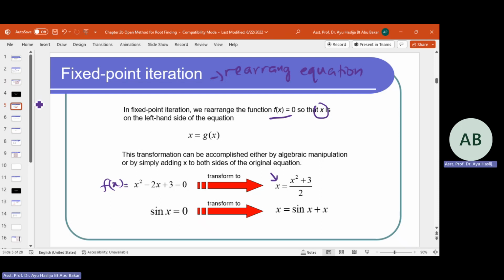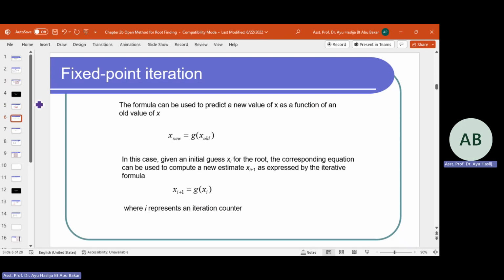Okay, it's either rearrange, or you can just plus x or divide by x until you get x on the left hand side. Okay, clear? That is the first rule for fixed point iteration. Why do you need to do that? Because in fixed point iteration, you are given 1 point only. So in order to find the new point, you need the rearranged equation to find the x new using the x old value.